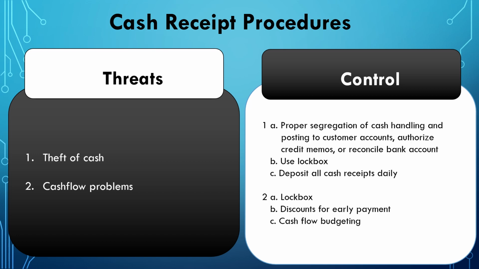So to control it, one is proper segregation of cash handling and posting to customer accounts, authorized credit memos, or reconciling the bank account. Two, using a lockbox for the cash on hand, as well as depositing all cash received on a daily basis. And then, discounts for early payment to encourage the payment flow and cash flow, and then cash flow budgeting.